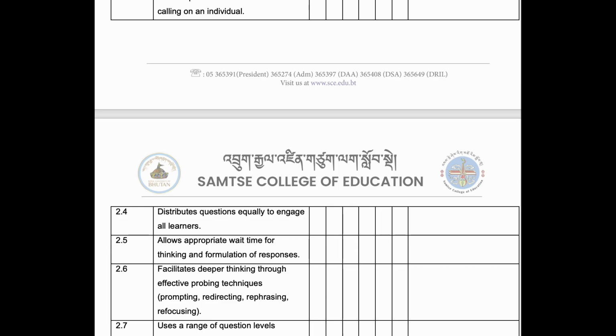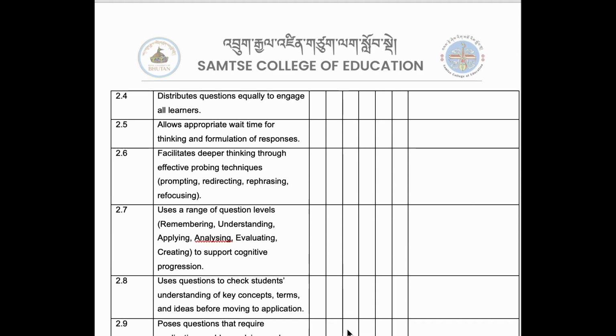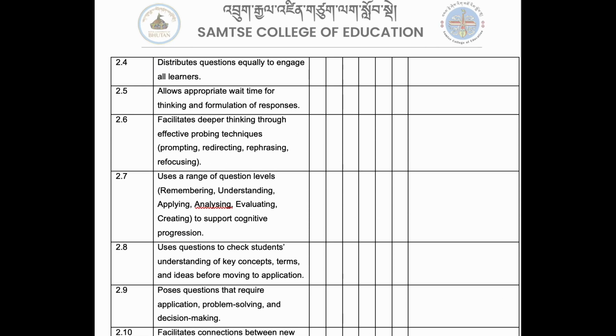Questions should be used to check understanding before introducing more complex tasks. For example, before asking learners to solve a problem, the student teacher should ensure they understand the key concepts and vocabulary. As the lesson progresses, questions should encourage learners to apply their knowledge, solve problems, and make decisions rather than simply recall facts. Good questioning also helps learners connect classroom learning with their daily lives and with knowledge from other subjects.